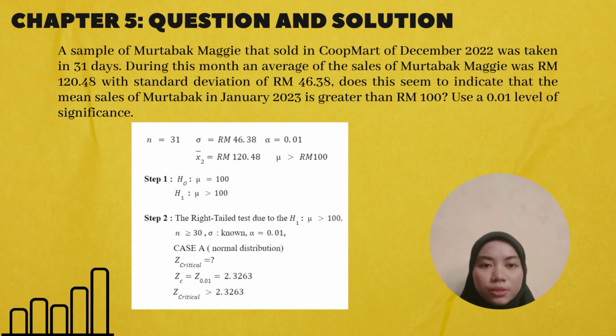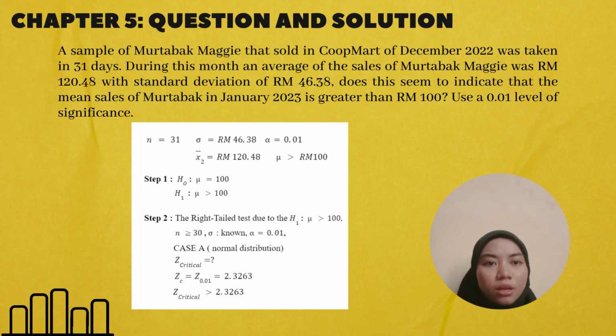In step 1, we need to clarify the original claim. So for the null hypothesis, the mean is equal to 100, and the alternative hypothesis, the mean is more than 100. For step 2, we use a one-tailed test because the alternative hypothesis is more than 100. From all the information given, we assume that this is case A, normal distribution. After that, we find the Z critical from the normal distribution table. So, the Z critical is equal to 2.3263.